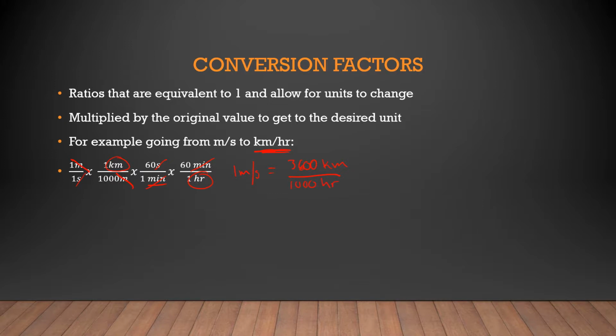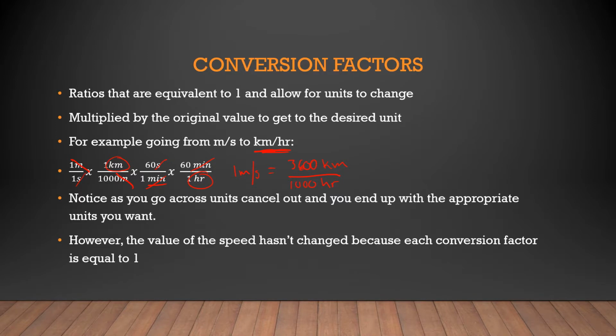1,000 hours. Okay, so that's the basic logic behind dimensional analysis: multiplying by those things that are equal to 1 to get to the right units that we are looking for. Again, noticing going across, units cancel out, and you end up with the appropriate units you want. However, the value hasn't changed for the speed, just the units have, because each of those conversion factors is equal to 1.